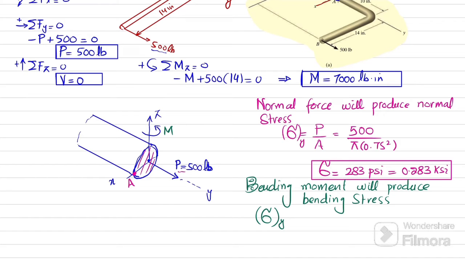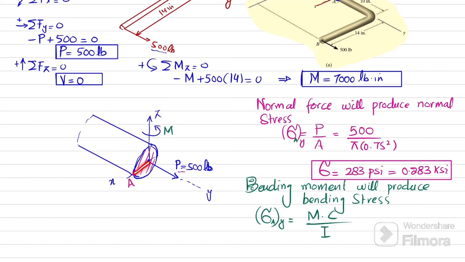And you can see that this load, normal force, will produce stress at this cross section. So this will be at point A. So I can write stress at point A in the direction of y, and this will be normal stress. So stress at point A due to bending stress in the direction of y will be equal to M into c divided by I, where M is the bending moment, c is distance from the centroid till outer, which is, you can see, this will be the radius.